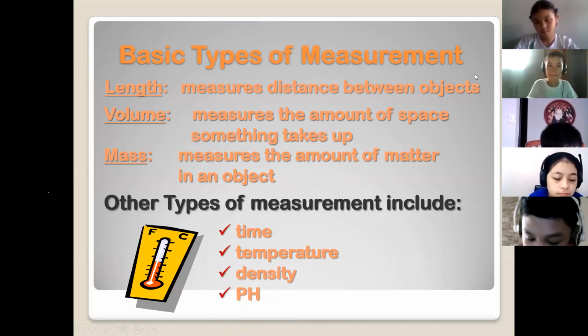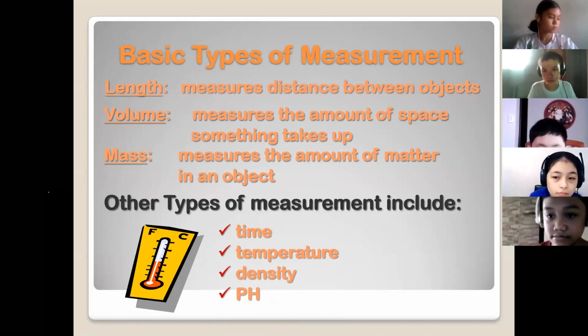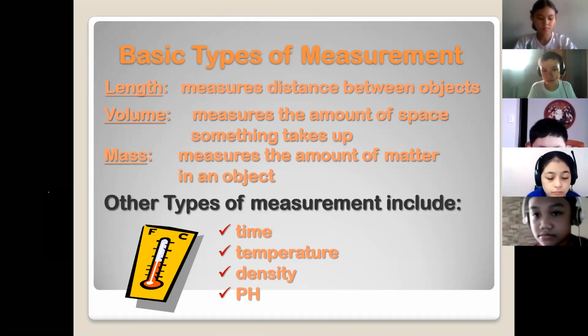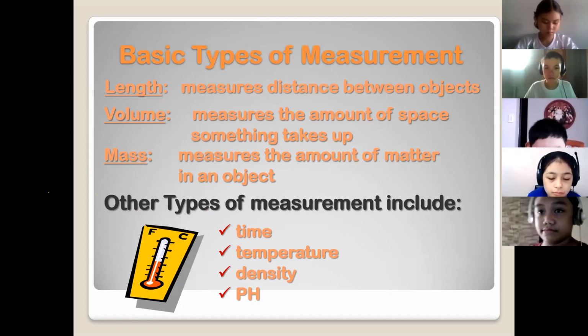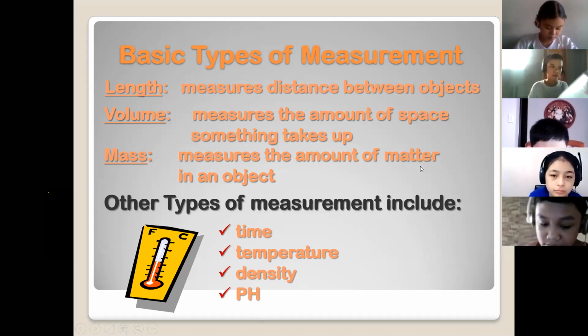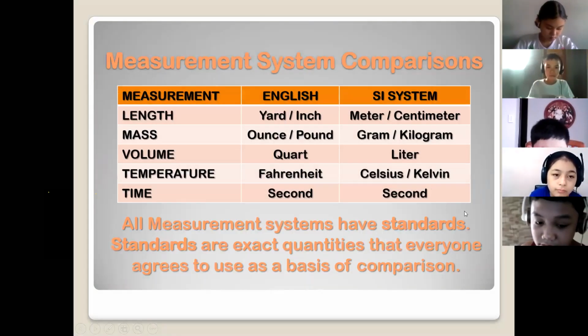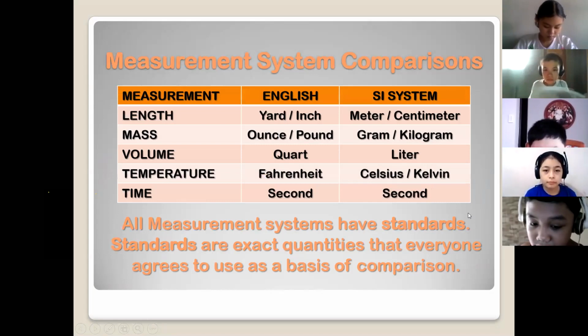The acronym METAL. Now, M stands for mass, T for electric current, T for time, and the other T for temperature, then A for amount of substance, and L for length, and L for luminous intensity. So we have that in your notes, I hope. Adding to that, we have density and pH. Okay. So I think this is where we ended yesterday.